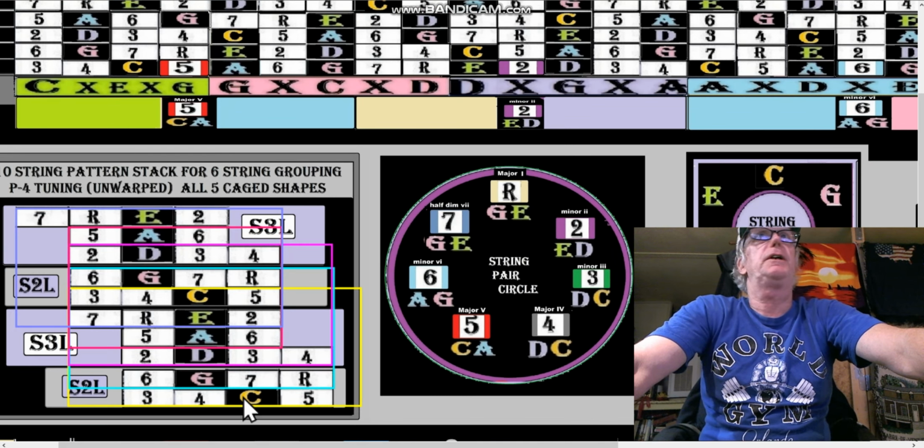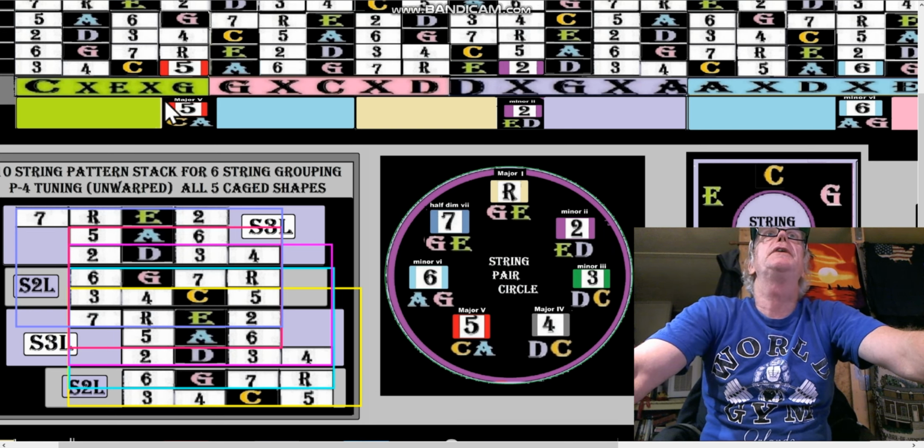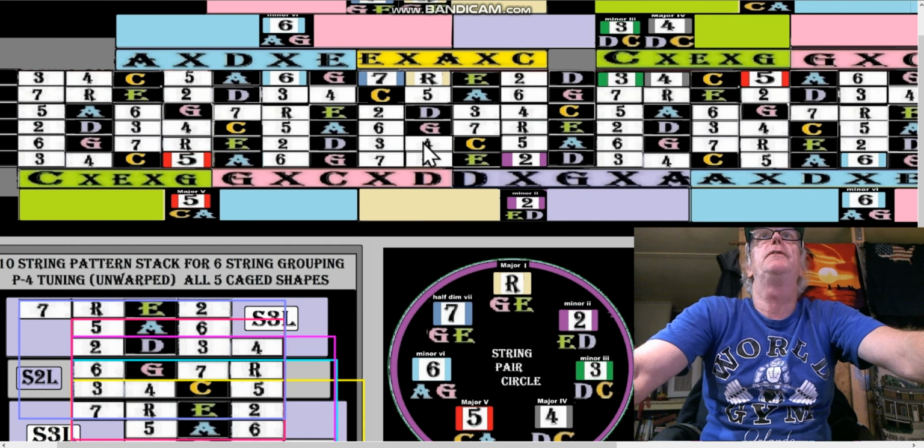These are the string shapes. So you just learn these string shapes. And what are the string shapes? How did they get derived? How did we derive those string shapes? These are the bottom strings of each of the cages, of the CAGED shapes.